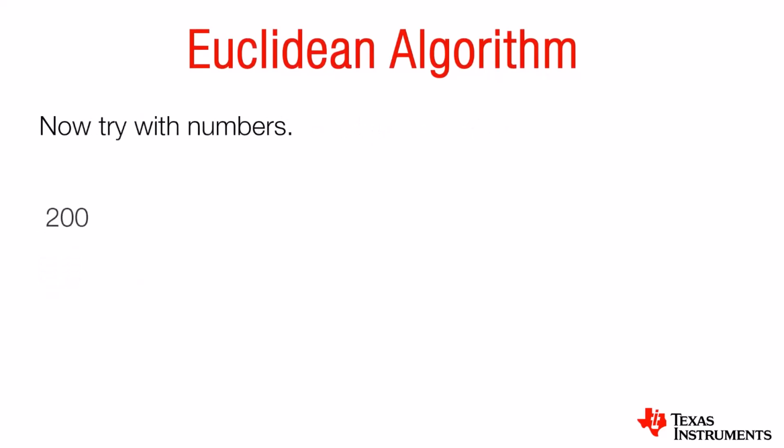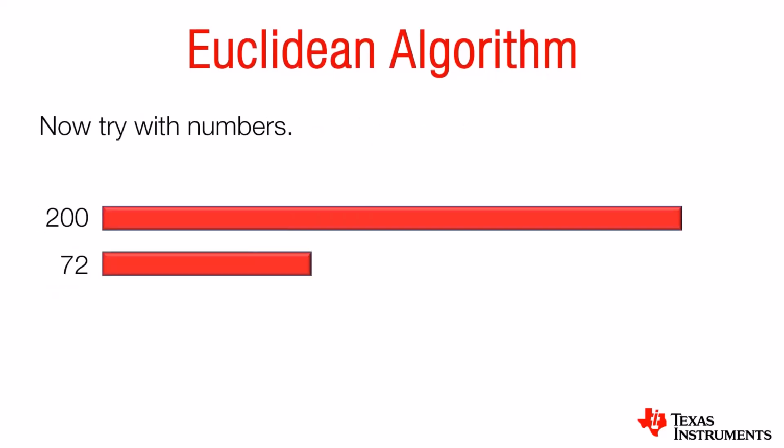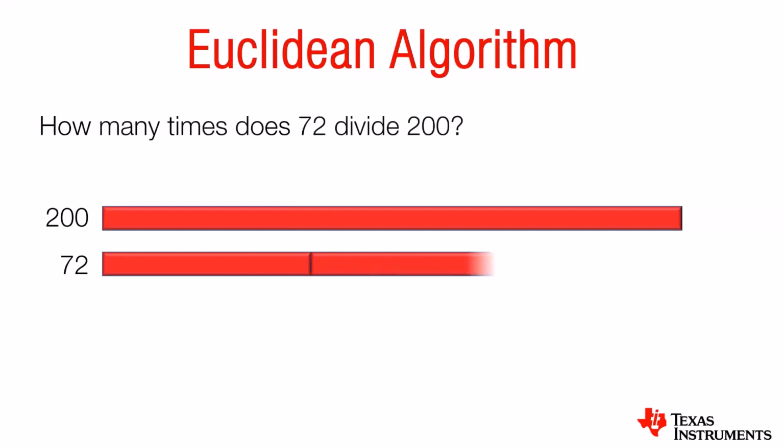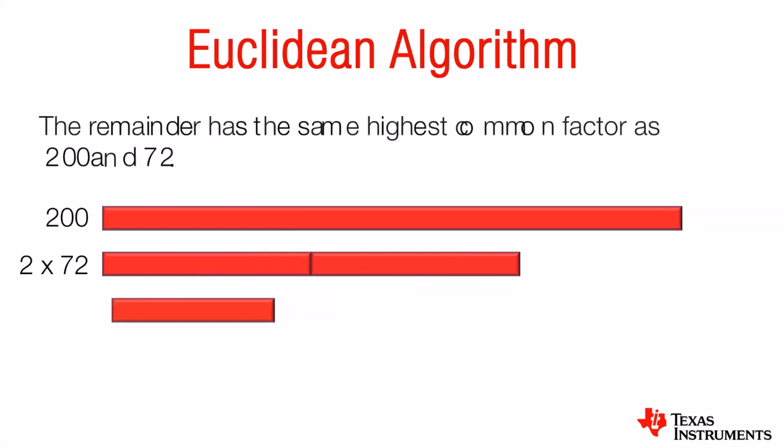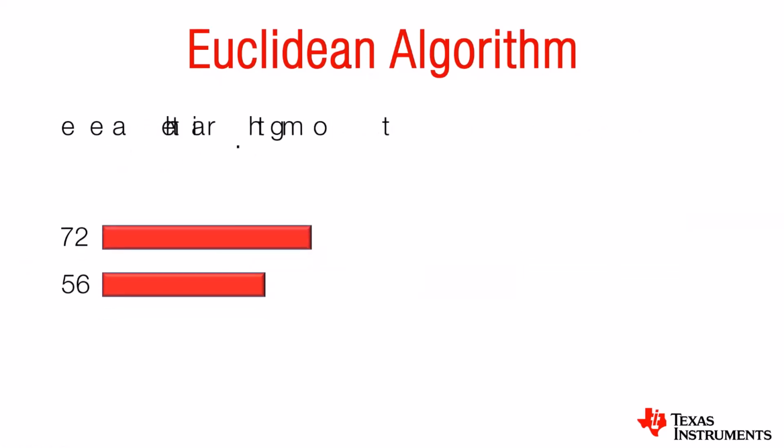Now let's try it with numbers. So I want to find the highest common factor of 200 and 72. So it says, well, just duplicate the smaller length. In other words, how many times does 72 divide 200? Well, it does it twice, and there's a little bit left over. So what it's saying is the bit that's left over will have the same highest common factor as our 72. So we can ditch the 200. Our leftover is 56. So let's get rid of this 200.